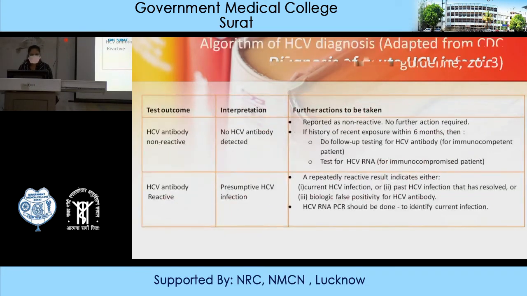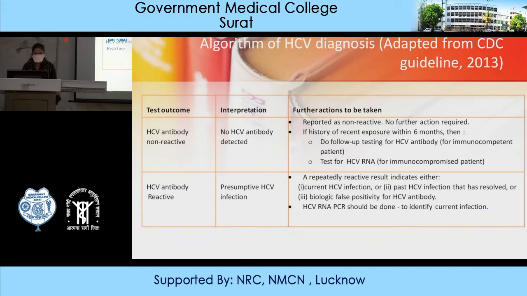Algorithm for HCV diagnosis. So, HCV antibody non-reactive. Interpretation is no HCV antibody detected. So what could be the further action to be taken? Reported as non-reactive, no further action required. If history of recent exposure within 6 months, then do follow-up testing for HCV antibody and test for HCV RNA.